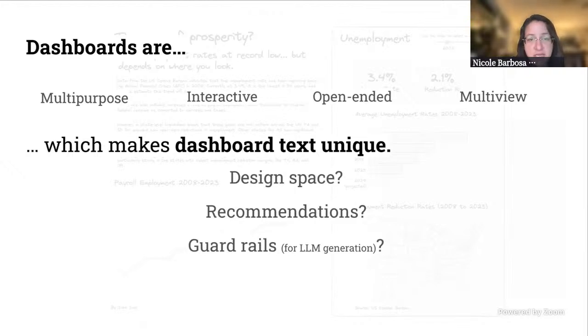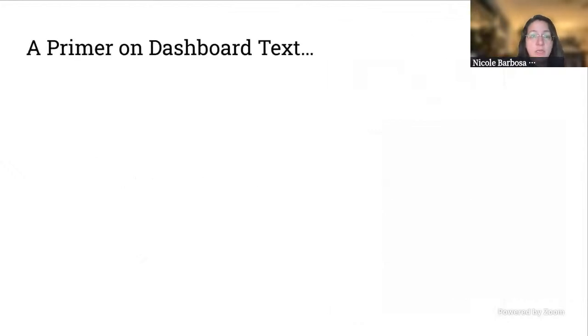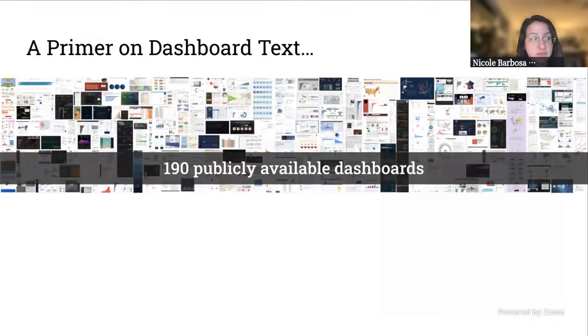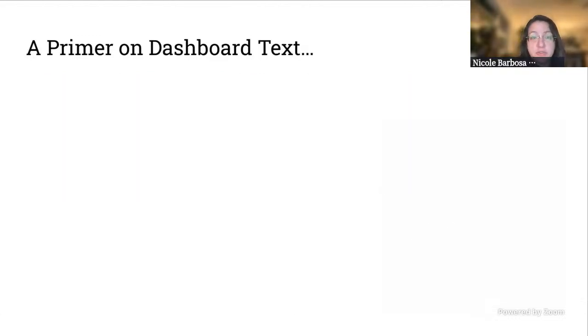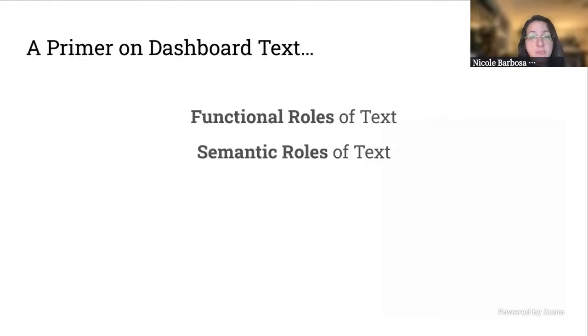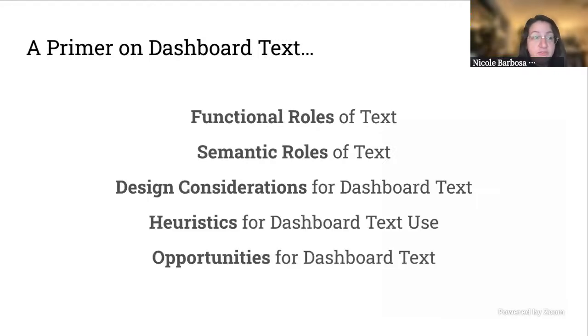Given this gap, Vidya and I undertook a comprehensive investigation to get a clearer picture of dashboard text use and how we can design technologies for it. We compiled a corpus of 190 publicly available dashboards and analyzed their use of text. We also interviewed 13 dashboard practitioners to learn about their dashboard text practices. And our combined findings led us to derive a typology of dashboard text components from a functional and a semantic perspective, common design patterns for text, recommendations for dashboard text authoring, and relevant opportunities for future research.